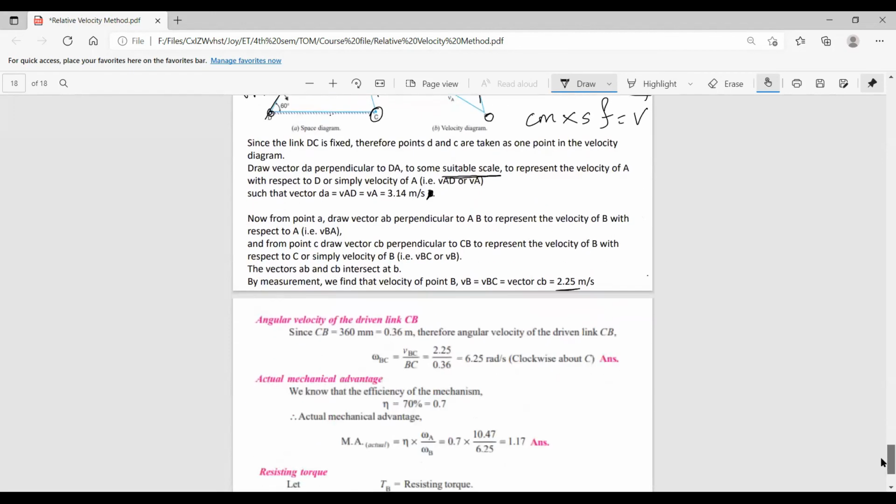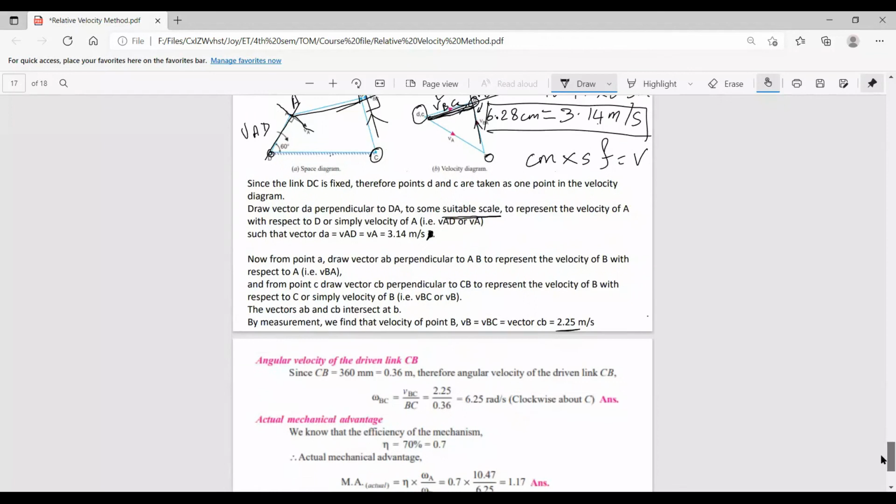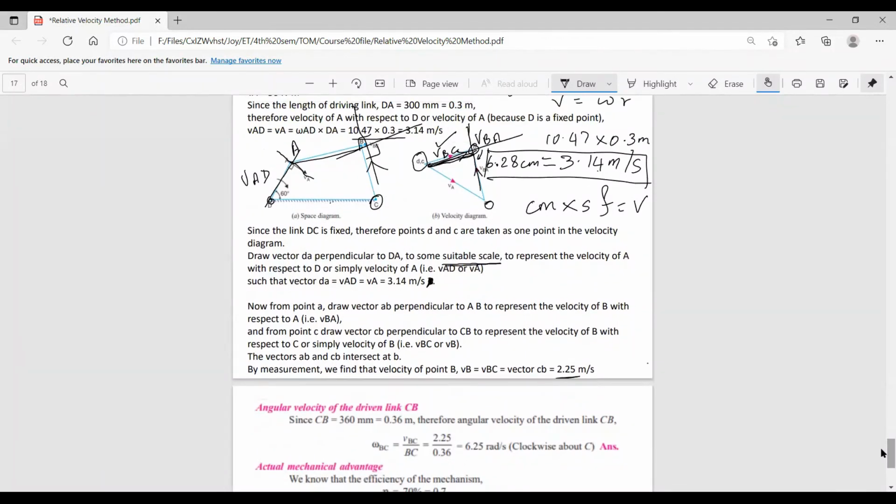And then the angular velocity of the driven link CB. So the angular velocity of this link is also asked, right? So we know v_BC is equal to 2.25 meter per second. So omega is equal to v upon r, right? v is given as 2.25 meter per second, and r is 0.36, BC, you know, this is 0.36. So when you divide this, you will have 6.28 rad per second.